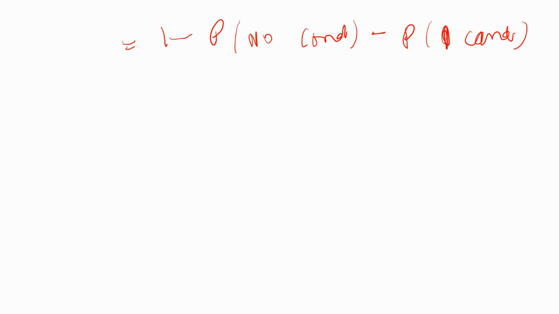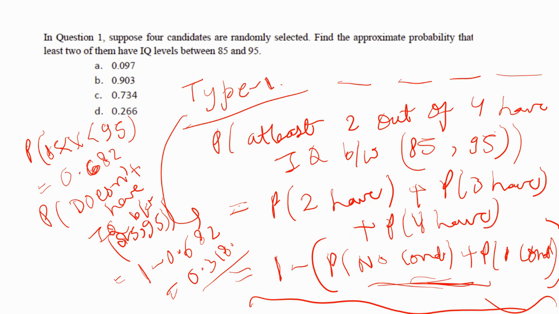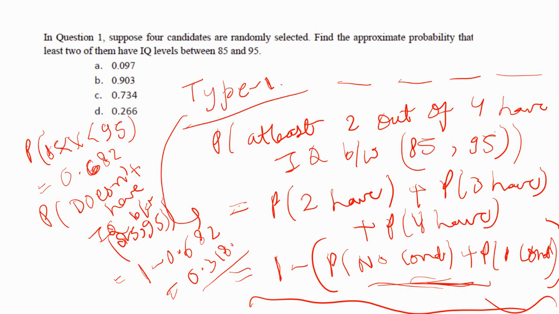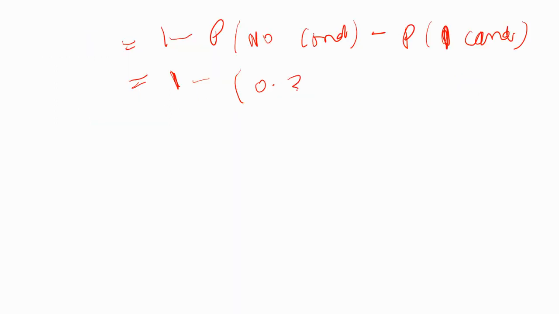So now we have 1 minus the probability that no candidate has IQ between 85 to 95, minus the probability that 1 candidate has IQ between. So it will be 1 minus no candidate, and we have 4 candidates. That means all 4 have IQ levels not between 85 to 95. So what will it be? It will be 0.318 to the power 4.